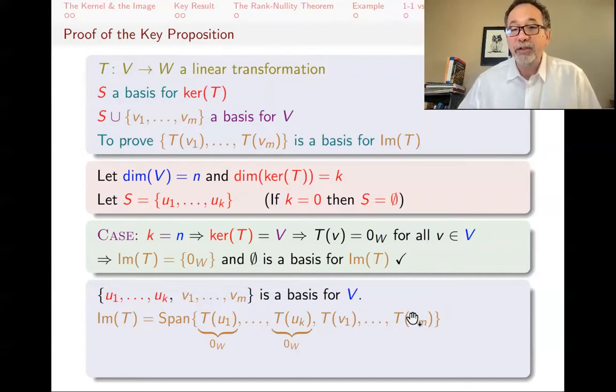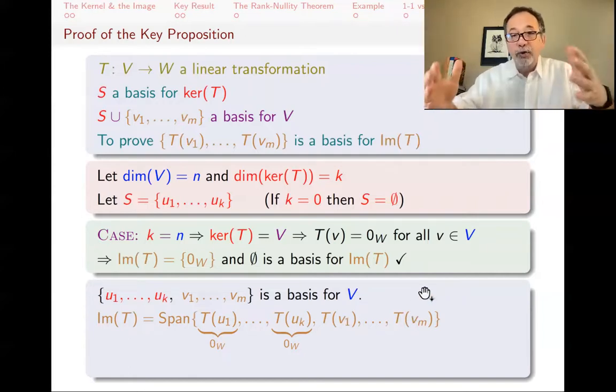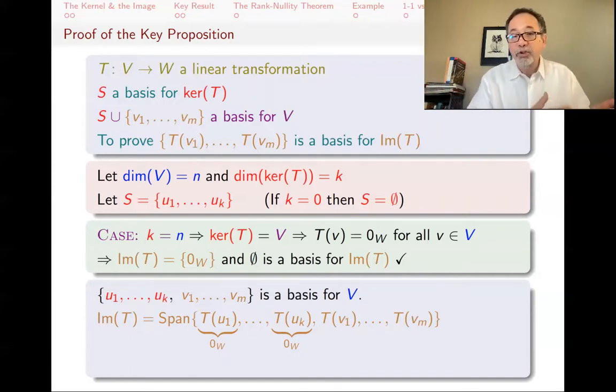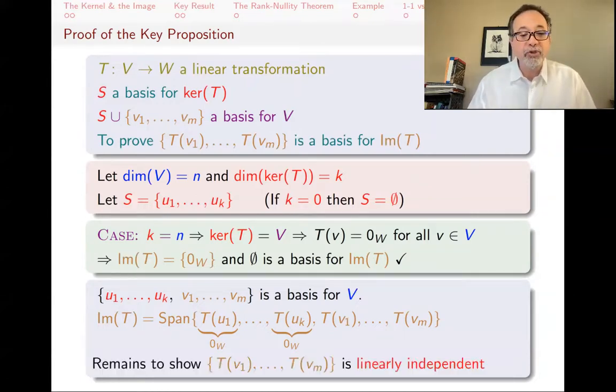And so these guys have got to do the spanning all by themselves, because we know that whenever we have a basis and send it over, it's going to span the image. And if the U's aren't going to help, the V's got to do it all by themselves. So the T of V1 through T of Vm, I already know that they span. So all that remains is to show that this set is linearly independent. And that's sort of at the heart of the proof. Why is it that when I send these guys over, I get a linearly independent set?